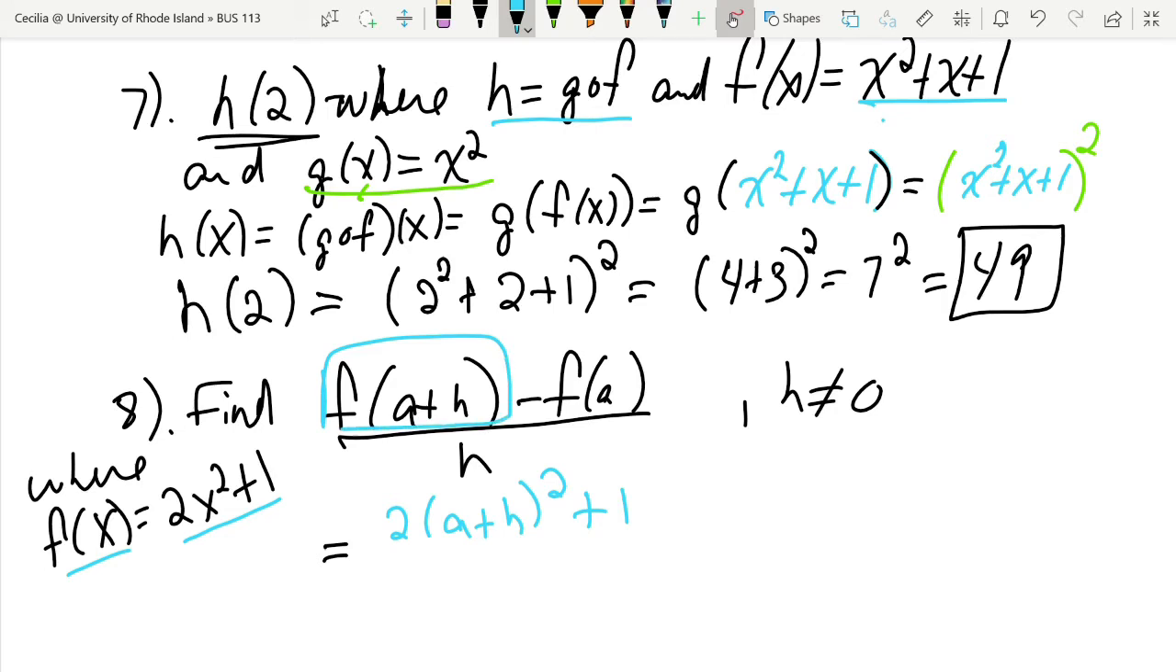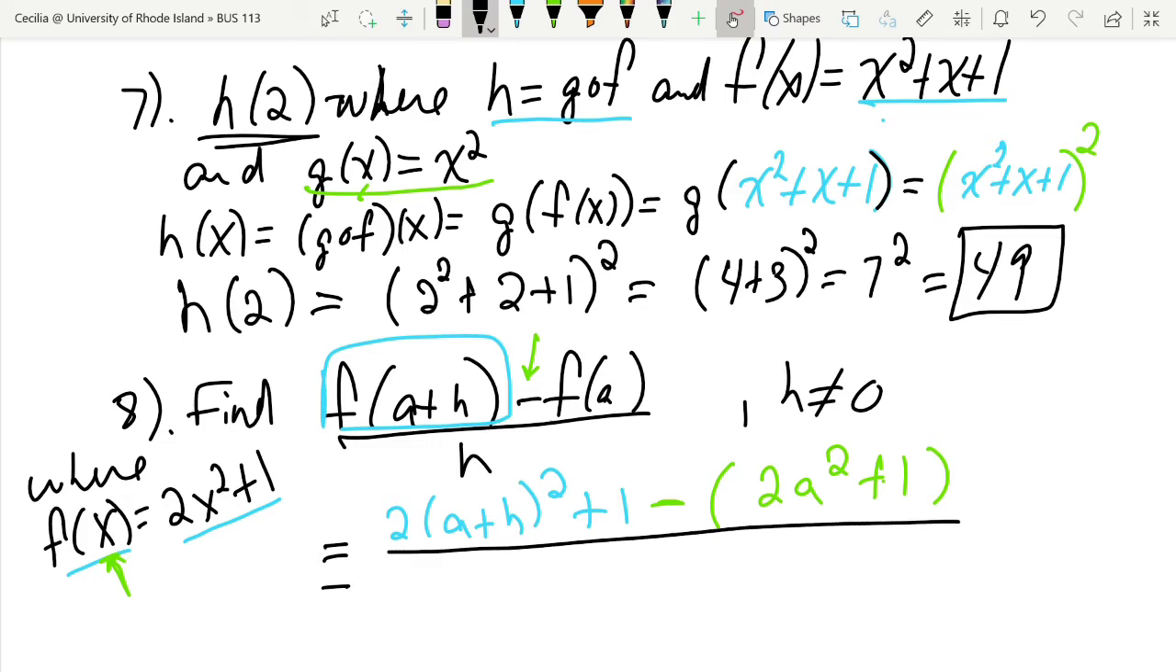Okay, now we're going to subtract f of a. So I'm going to put parentheses around f of a because I want to make sure I don't mess up that negative sign and somehow forget it or drop it. So what's f of a? Well, f of a means I just put a everywhere there's an x. So that is just 2a squared plus 1. And then this whole thing is divided by h.